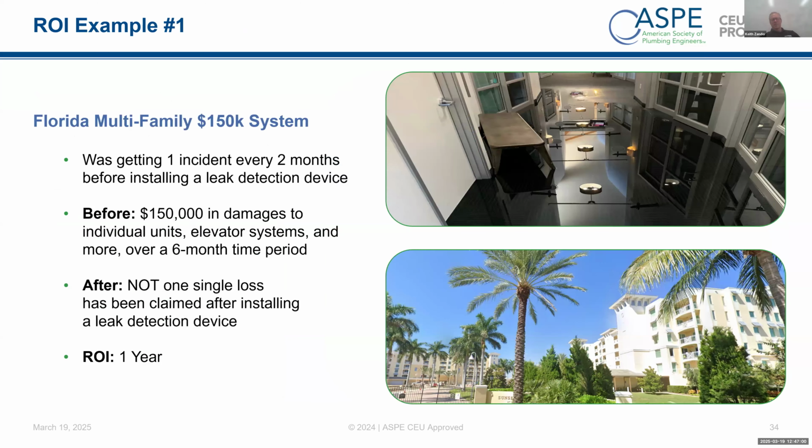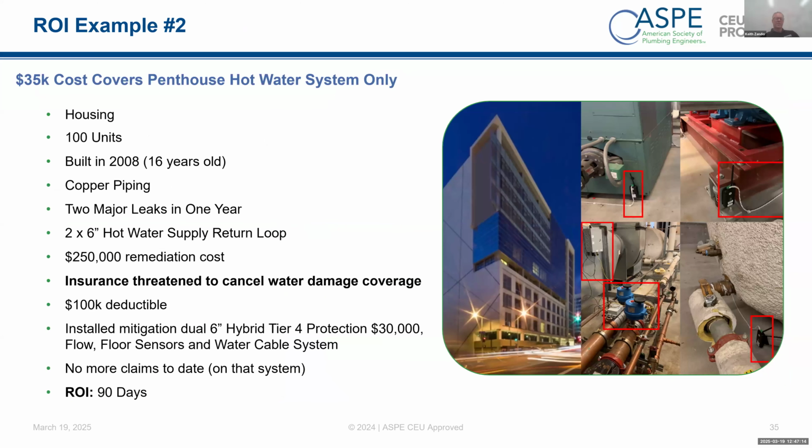This application right here, they were having one incident every 2 months. They're filing claims every 2 months. They installed the system, and to date, simple, 6 month to 1 year ROI on it, and they haven't had any claims to date. So these systems work. This was covering a penthouse application right here. So they had some leaks in their hot water and boilers.